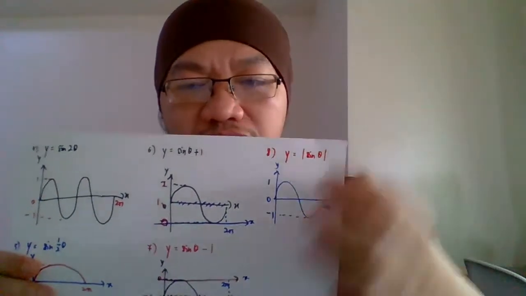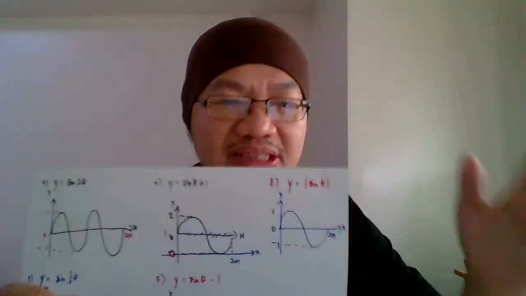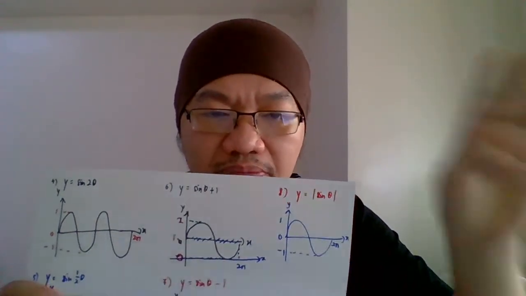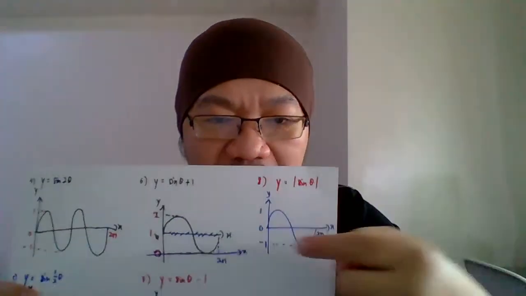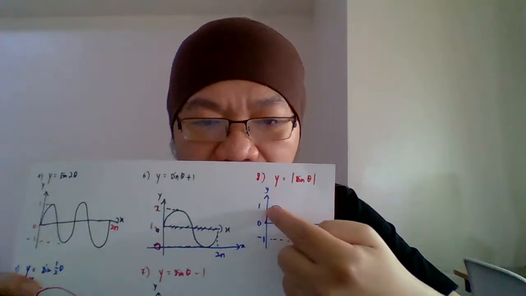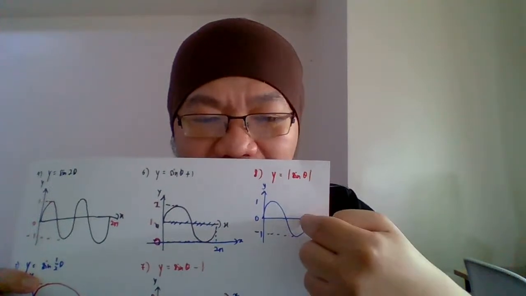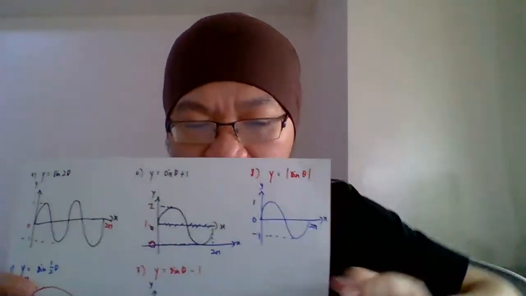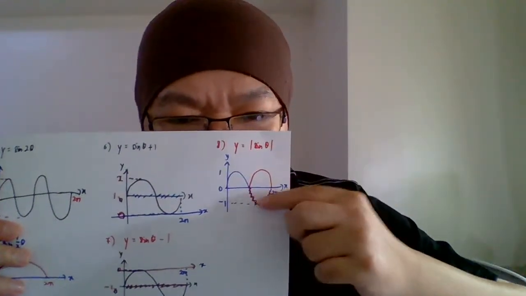Because of modulus, what do we need to do? What is the purpose of modulus? Modulus is to make sure the negative values become positive, and the positive values still remain positive. So guys, if you look at the sine theta graph here, the first part is already positive. But how about the second part here? The second part is the negative region. Because of the modulus, it will be reflected to the top. So what will happen is it becomes like this. This part will be reflected to the top because negative becomes positive.